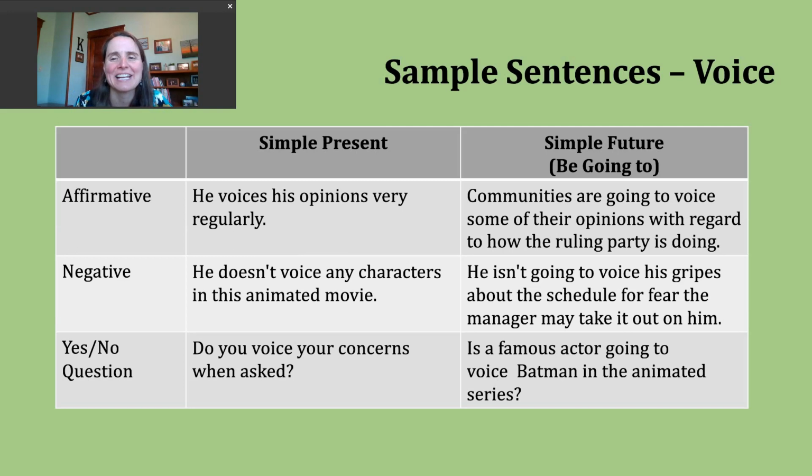Finally, let's look at making a yes or no question in the simple future. To do this, we're going to start with our form of be, whichever form matches that subject, which comes next, then going to, and our base verb. Here's the final question. Is a famous actor going to voice Batman in the animated series? Right? So I think there are rumblings of another installment or series, right? So here someone wants to know those plans connected to maybe an actor playing the part or providing the voice of that character.